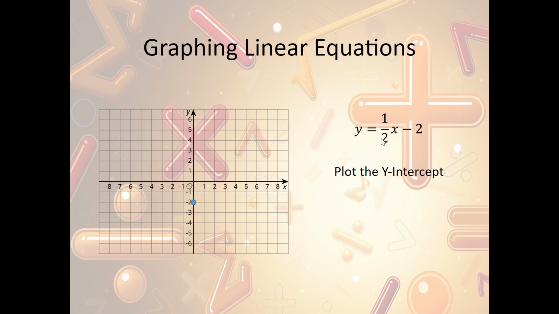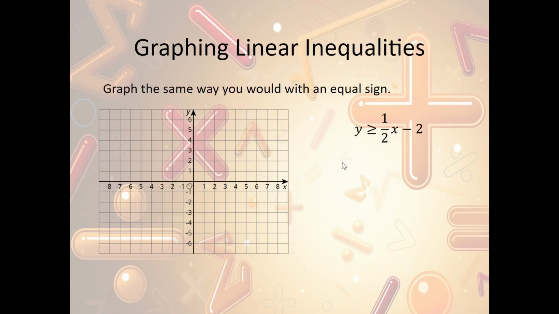Then I'm going to use the slope to plot the second point. So this tells me the change in y is 1, so I'm going to go up 1, and the change in x is 2, so I'm going to go to the right 2. Up 1 to the right 2, and I plot my point there, and then I connect the dots, and now I have a linear equation that's been graphed. Now how does this apply to inequalities? Well, with inequalities, we're going to graph them the same way.